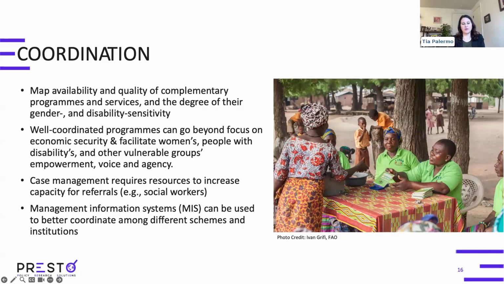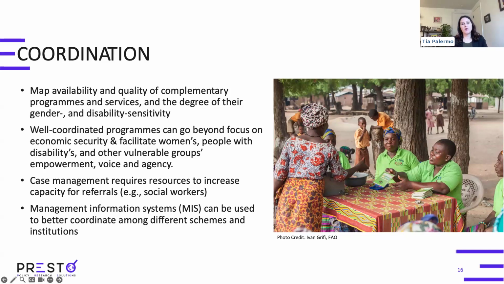When coordinating programs, it's important to first map availability and quality of complementary programs and services, and the degree to which these services are both gender responsive as well as disability inclusive.